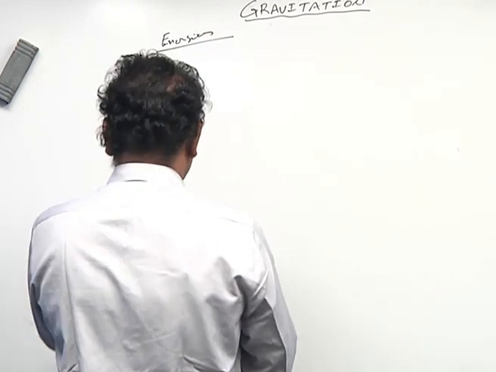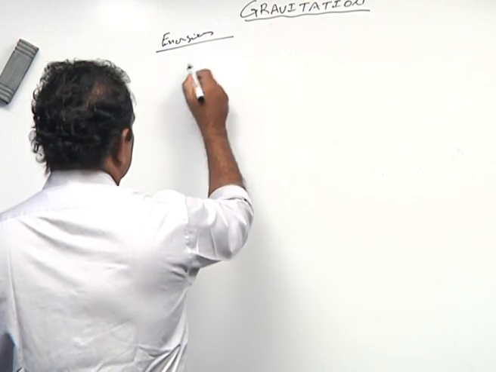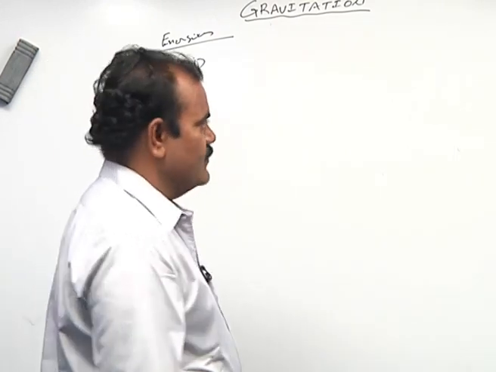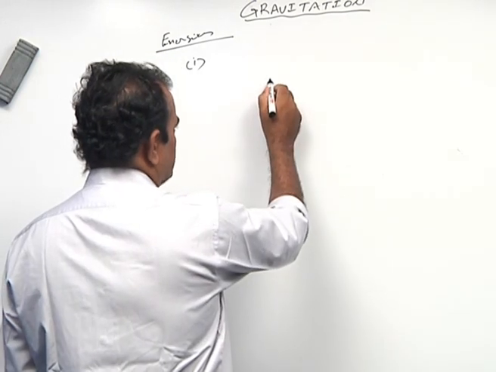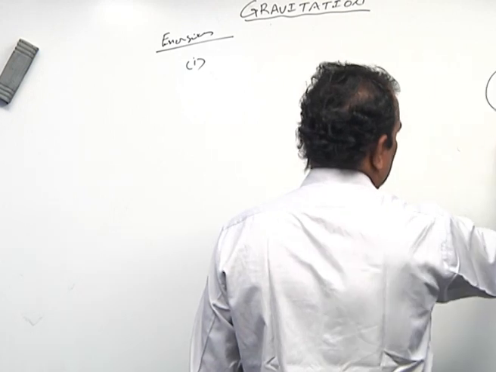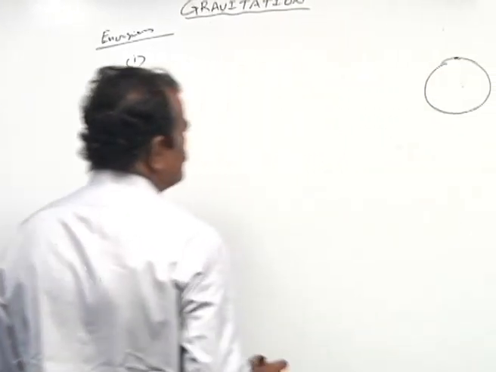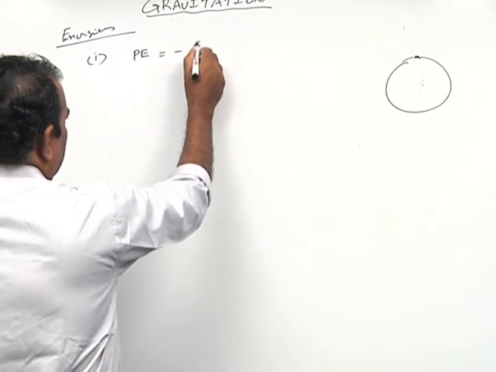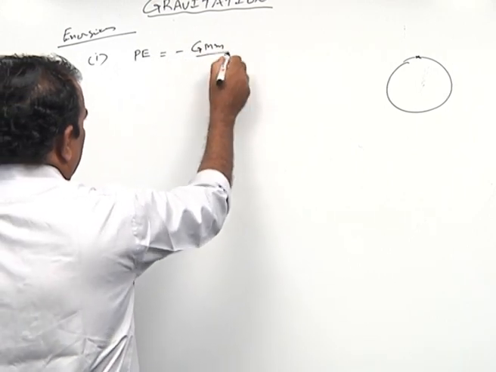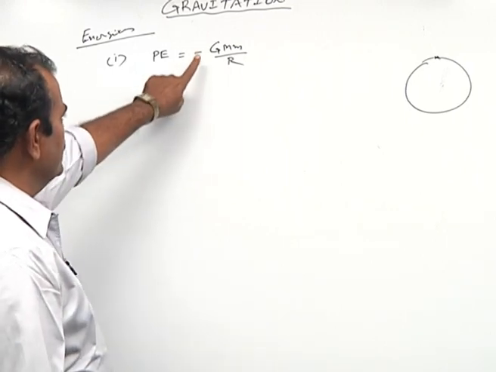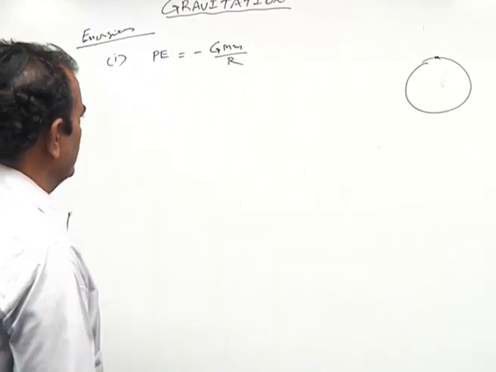So in these energies, what we have to take, the first one is potential energy on the surface of earth. Potential energy on the surface of earth is PE equal to minus capital G capital M small m by r.